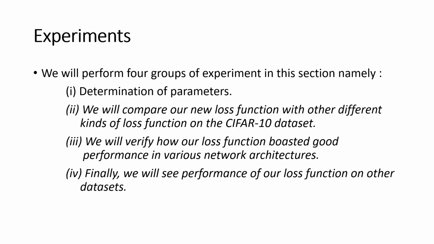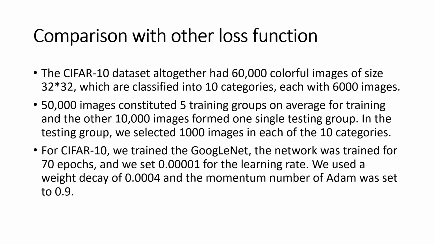So first of all, we'll determine the parameters. Basically, we have already determined the parameters, that is beta and gamma, that the value of beta should be 4 and gamma should be 5 simultaneously for our loss function to perform the best. Secondly, we'll compare our new loss function with other different kinds of loss function on the CIFAR-10 dataset. Then we'll verify how our loss function boasts good performance in various network architectures. Finally, we'll see performance of our loss function on other datasets. So first of all, we'll see the performance of our loss function on the CIFAR-10 dataset, and then finally, we'll see if our loss function is performing well on other datasets as well. So let's see the comparison of our loss function with other loss functions.